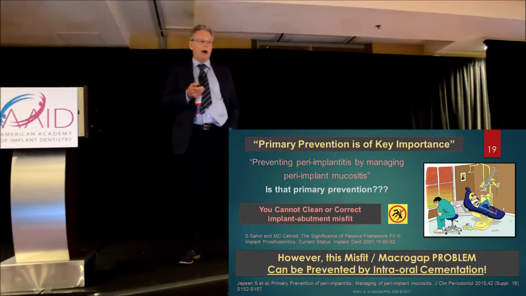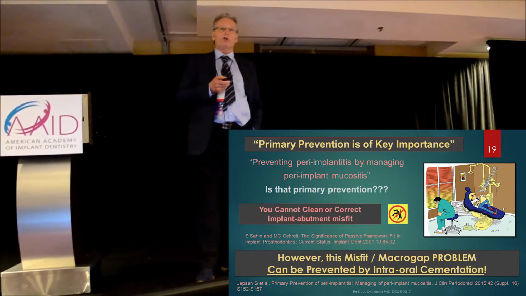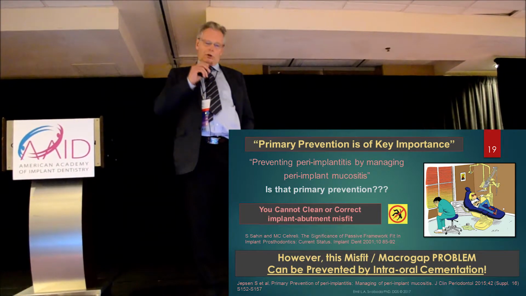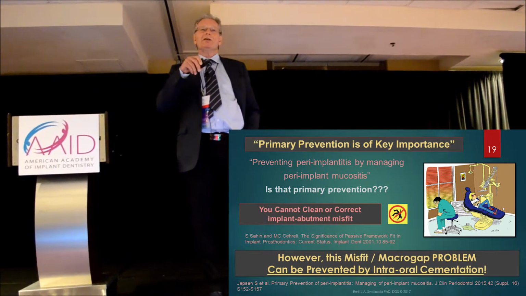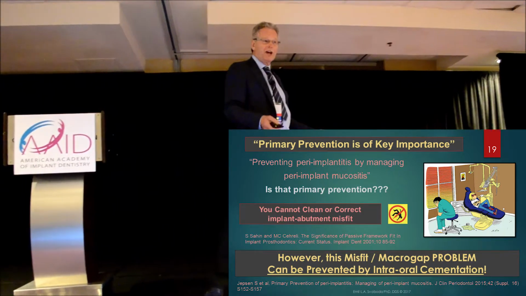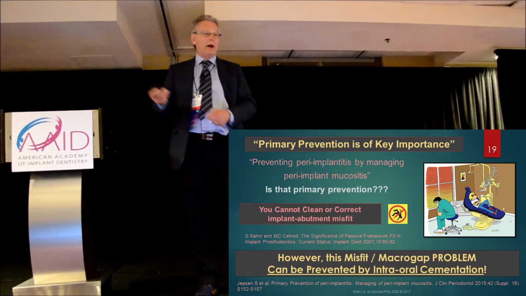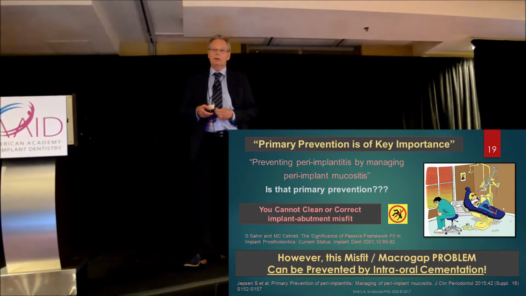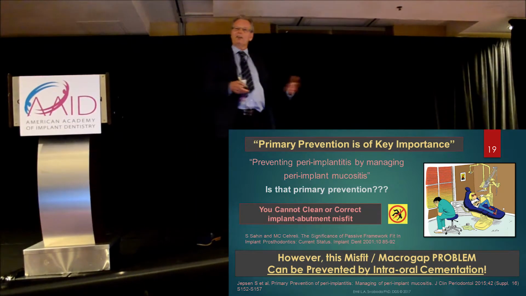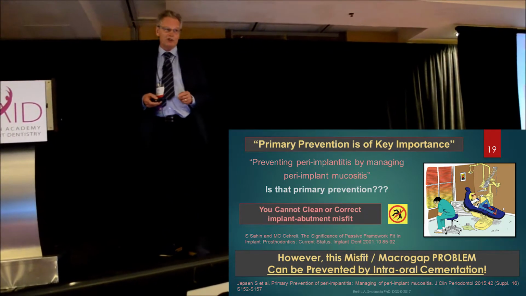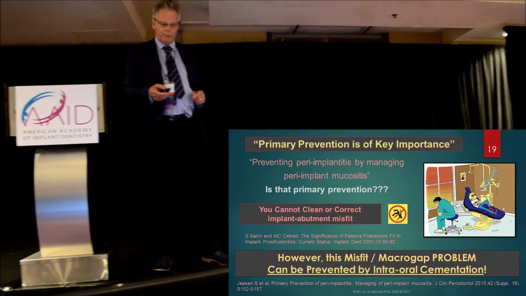You know what their primary prevention, their preventative measure, was? To manage peri-implant mucositis. So let's just manage the mucositis and it won't go on to peri-implantitis. I mean, that's not primary prevention, is it? How about we try to prevent the peri-implant mucositis? That's primary prevention. That's what I'm going to hope to show you.